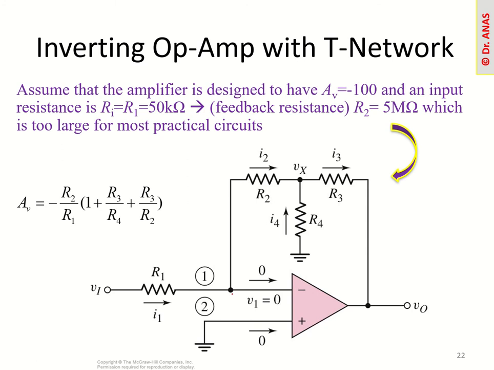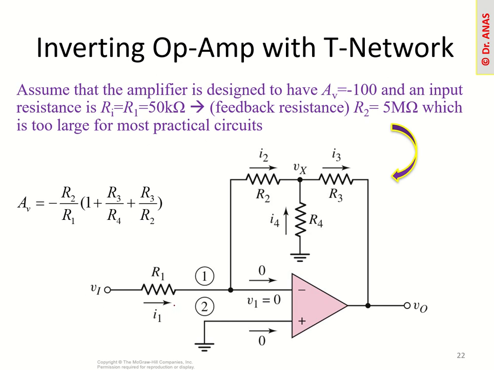We can actually derive the gain of the T network, and it comes out like this: firstly, minus R2 over R1, just like the normal case, and then multiplied by 1 plus the ratio of R3 over R4 plus the ratio of R3 over R2. How are we getting this? We get it in a similar fashion as we derived the earlier relationships.